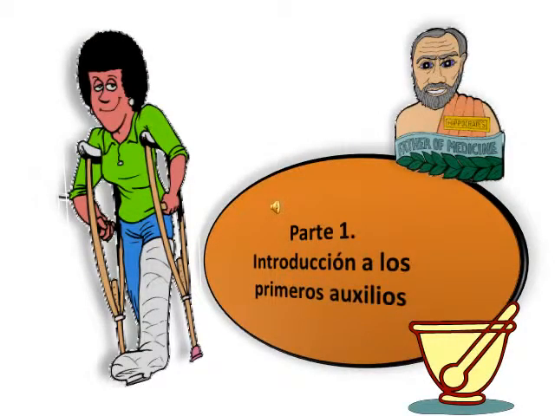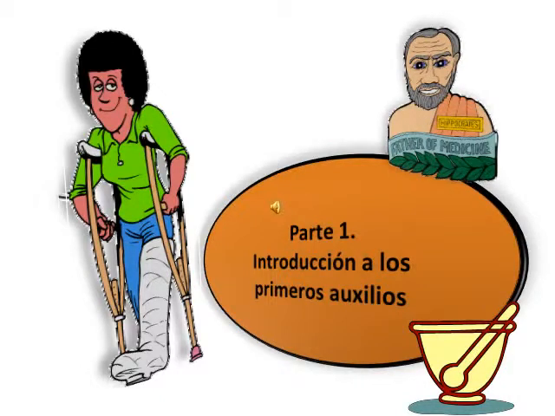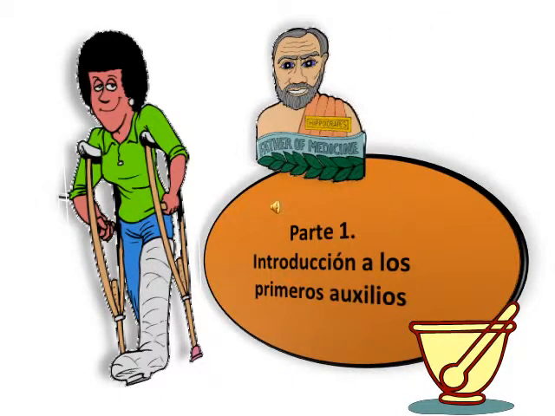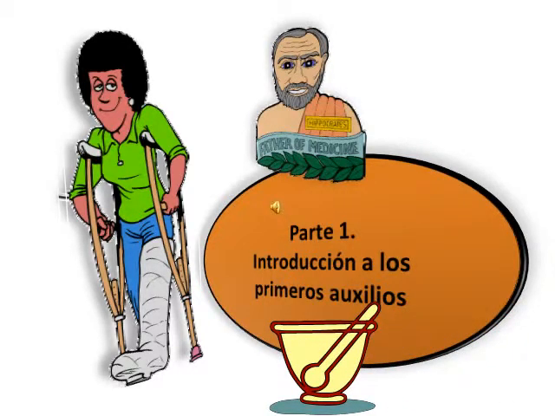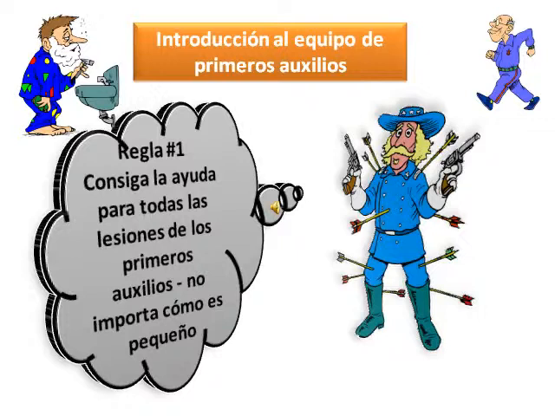Part 1. Introduction to First Aid. Introduction to First Aid Kit. Rule number 1 is get all the help you can for first aid injuries, no matter how small those injuries first appear. It is very important for you to get immediate treatment for every injury, regardless how small you think that injury is.